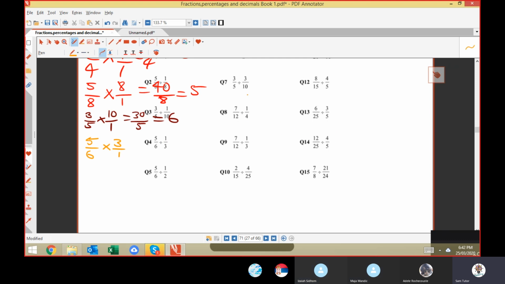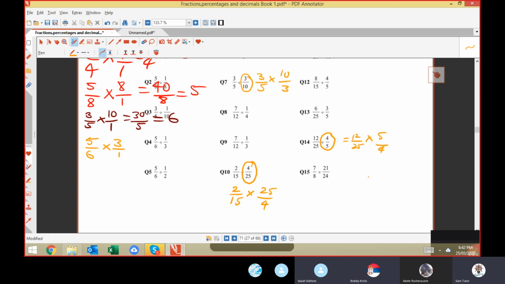Are you guys struggling seeing the flip? This one here, when you flip this, what does this become? 10 over 3. That's it, simple. So this answer is 3 over 5 times 10 over 3. This one here, when you flip this, see that? This one here, 12 over 25 times 5 over 4.